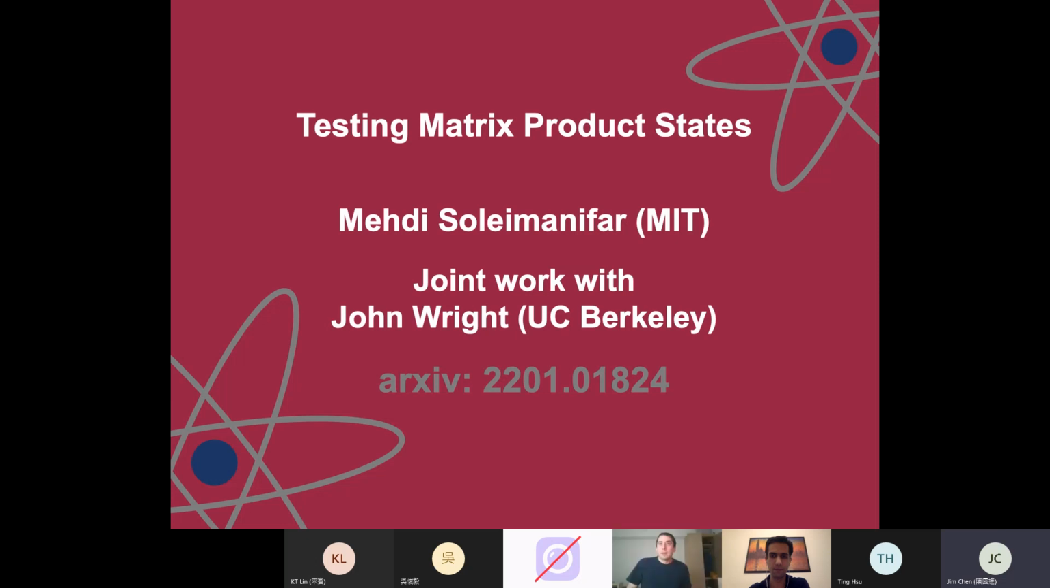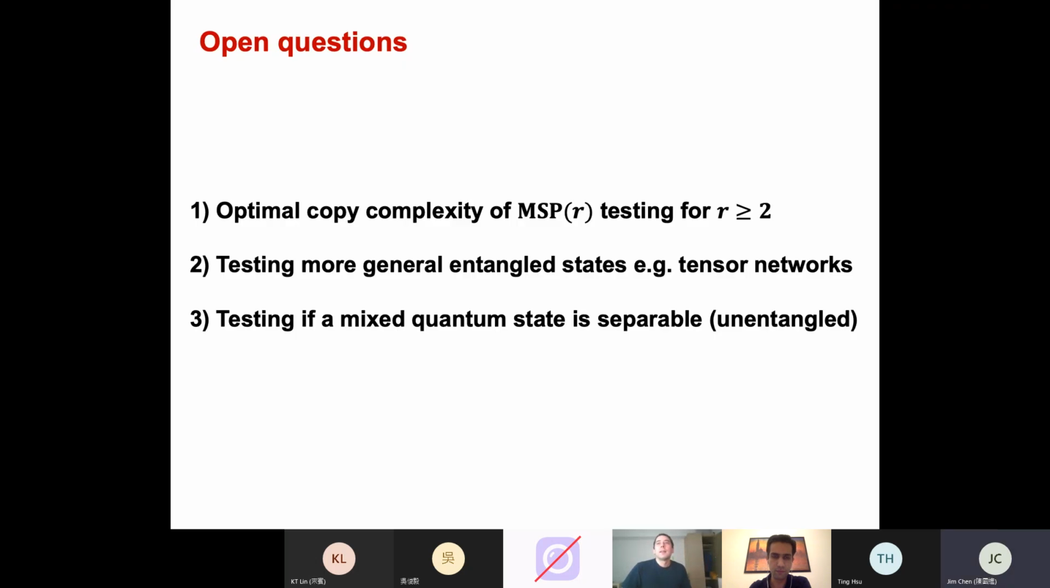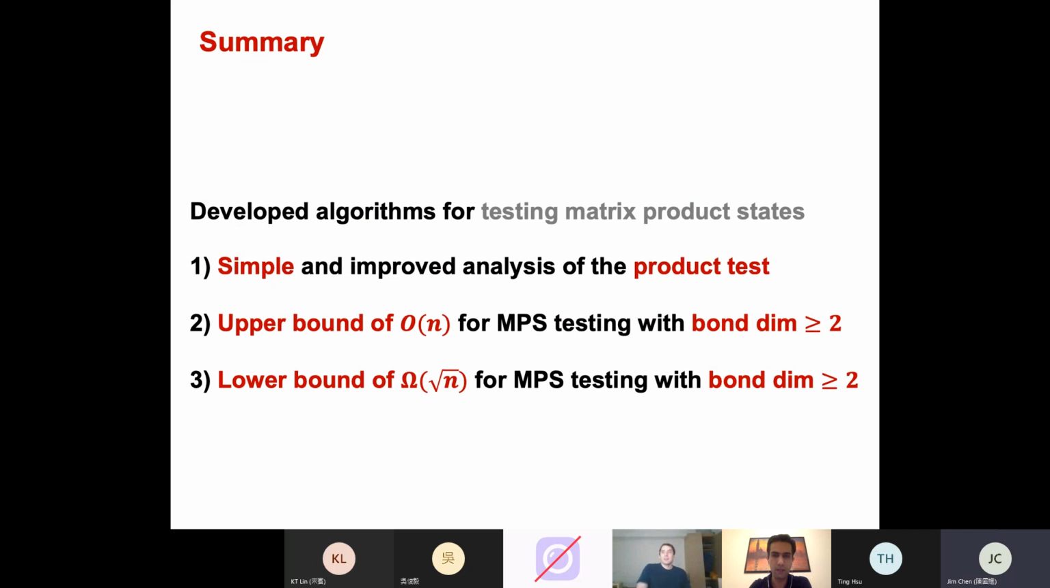So I just want to quickly ask, your upper and lower bound, there is a gap, right? For the upper bound, you require roughly n copies of the state, and for the lower bound, it's square root of n. Which one do you think is more likely to be optimal, or anything in between?